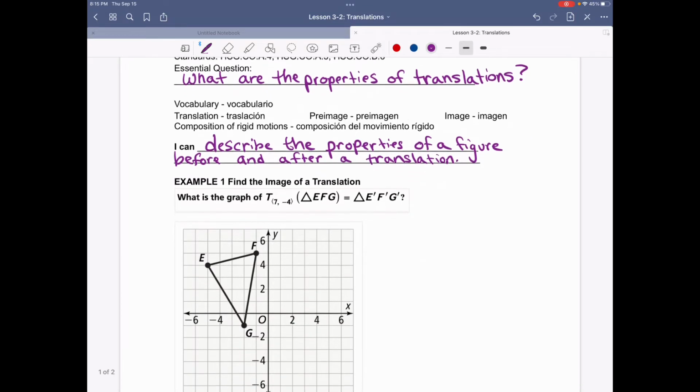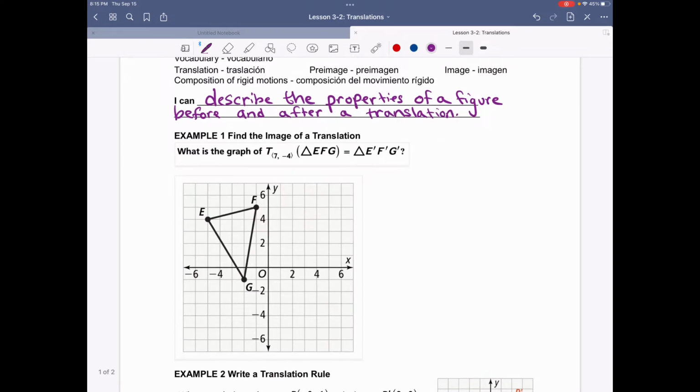Example 1. Find the image of a translation. For this example, we are being asked what is the graph of T, which is the transformation <7, -4>. The 7 means that we're going to go right 7, and the negative 4 means we're going to go down 4 from the original image. So E is going to go to the right 7, which ends up being here. Oh, I'm sorry. But then we also have to go down 4.